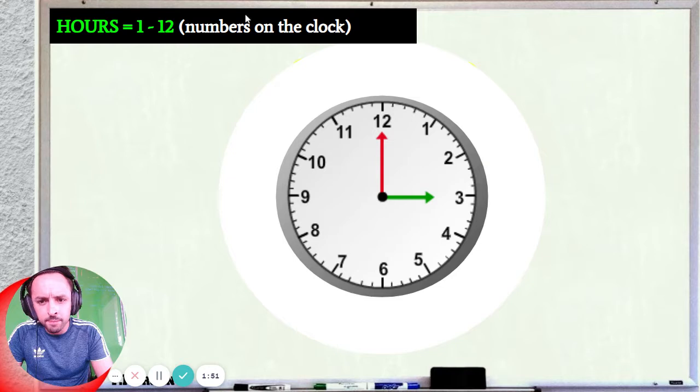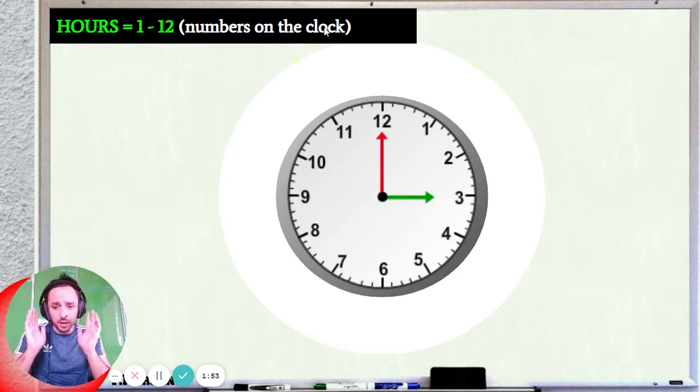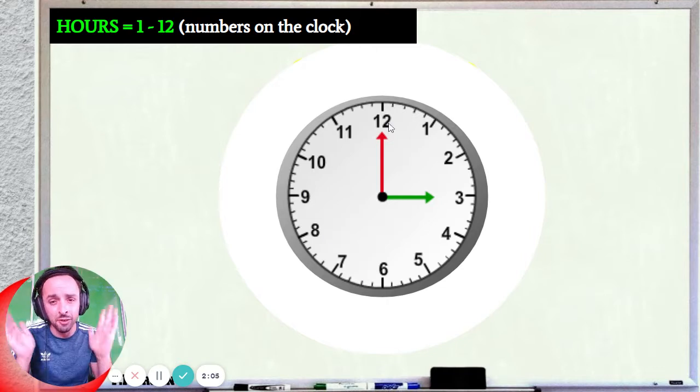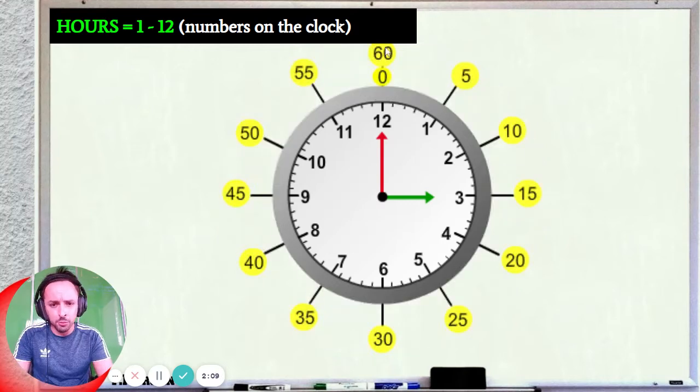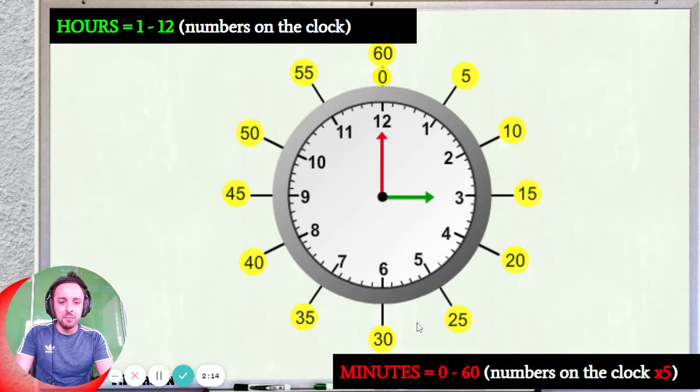Well, the hours are the numbers on the clock, and remember, it's the small hand. These are the hours: 1, 2, 3, 4, 5, 6, 7, 8, 9, 10, 11, 12. There are 12 hours on the clock. Then we have the minutes. There aren't 12, there are 60 minutes on the clock. They're the numbers on the clock times 5, because each one here is 5 minutes.